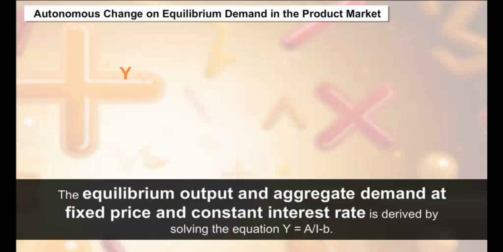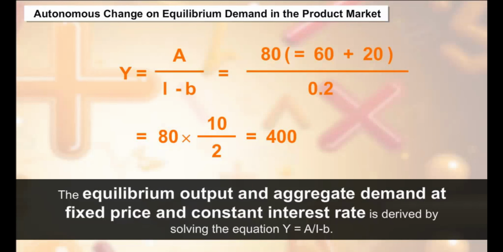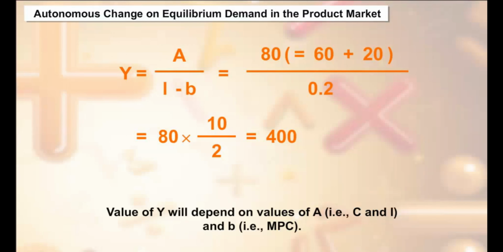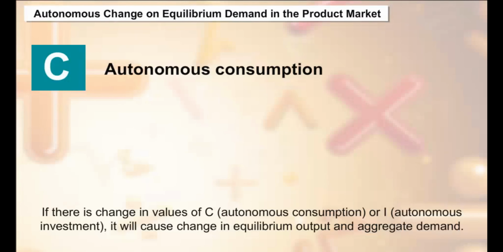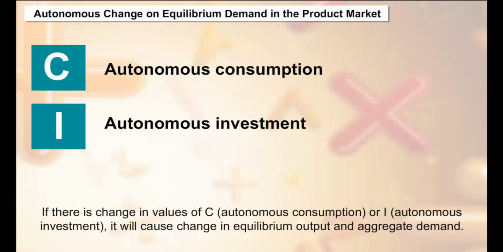The equilibrium output and aggregate demand at fixed price and constant interest rate is derived by solving the equation y is equal to (a + I) / (1 − b). Clearly, the value of y will depend on the values of a, that is C and I, and b, that is MPC. Thus, if there is a change in the values of C, that is autonomous consumption, or I, autonomous investment, it will cause a change in equilibrium output and aggregate demand.